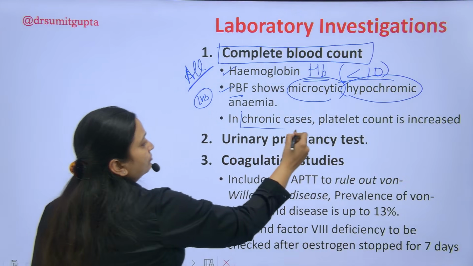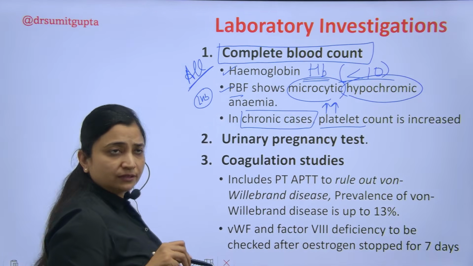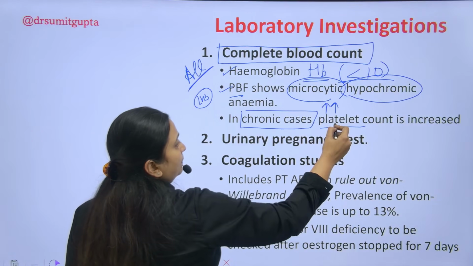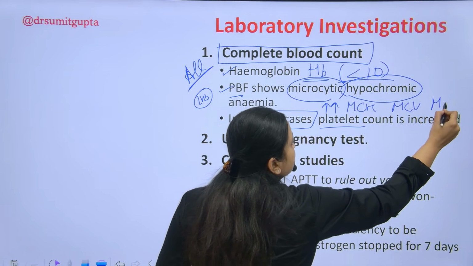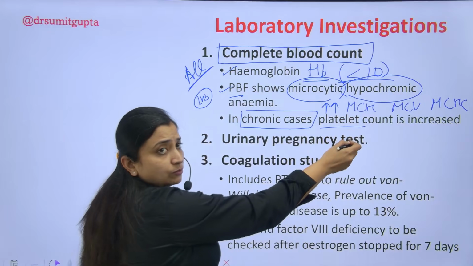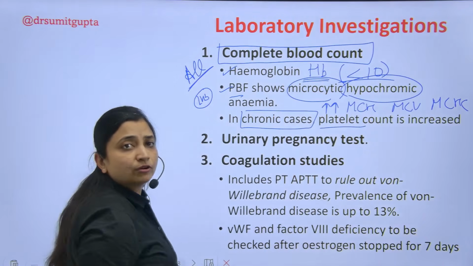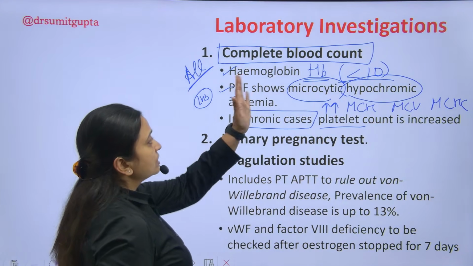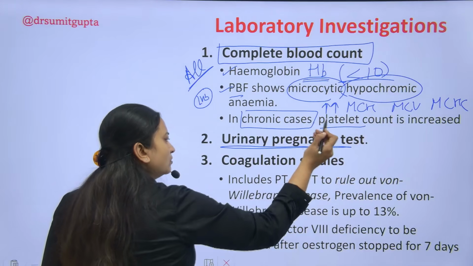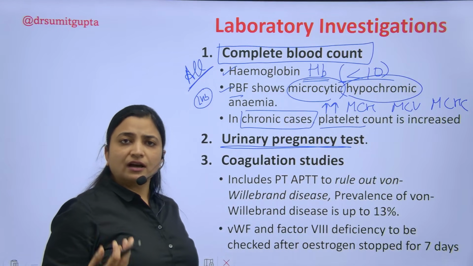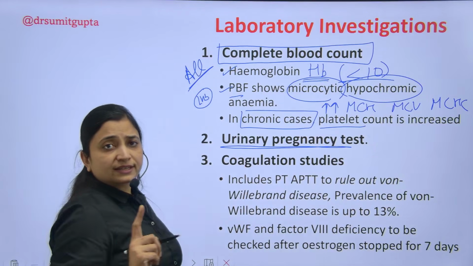In chronic cases of AUB, sometimes you may find increased platelet count. So if you order a CBC, you look for hemoglobin, platelet, MCH, MCV, MCHC, mean corpuscular hemoglobin, mean corpuscular volume, mean corpuscular hemoglobin concentration to rule out the type of anemia the patient is suffering from. So CBC is to be done for all the patients, and urinary pregnancy test to be done for almost all the patients except for AUB-N. But in AUB-N also sometimes pregnancy can be found anytime in anyone. So rule out pregnancy, very, very important.